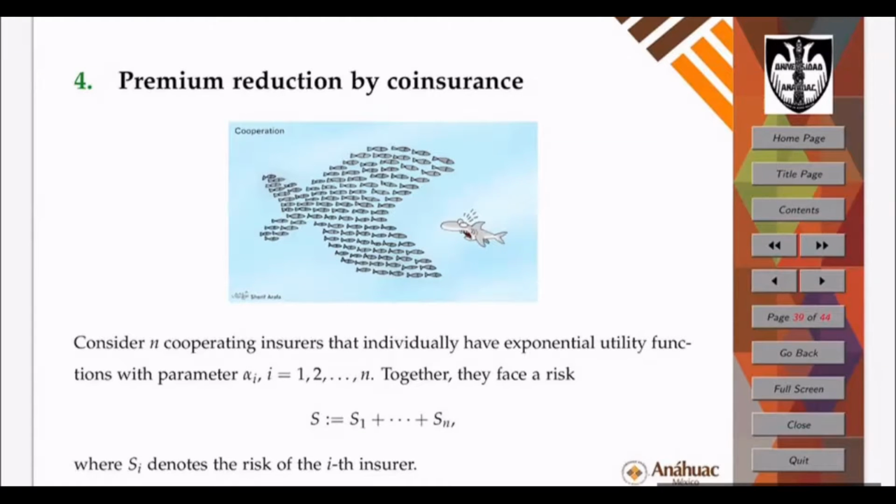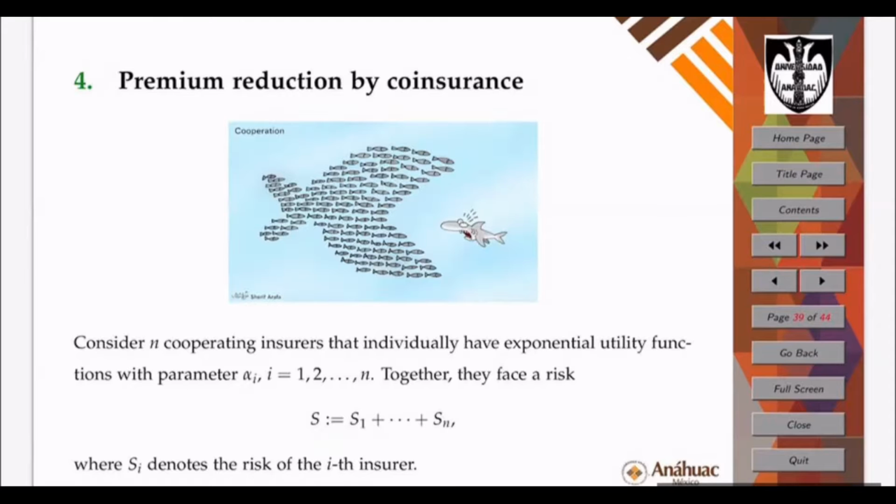Now, what we suppose is that we consider n insurance companies, and we also suppose that they all have exponential utility functions. Recall that, as I told you before, the most common of all utility functions is the exponential one, because it just arises in many contexts. Each of these insurance companies has their own parameter alpha. So the risk that all the companies are facing is given by this amount here.